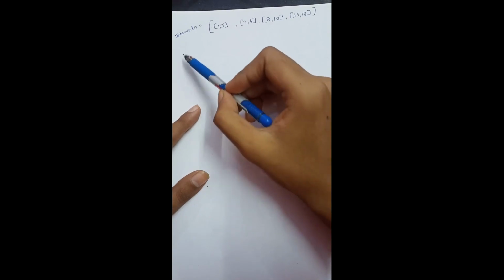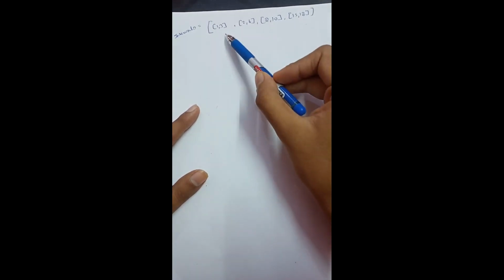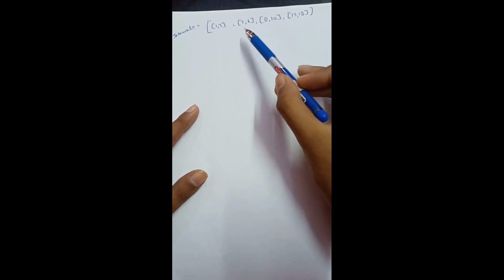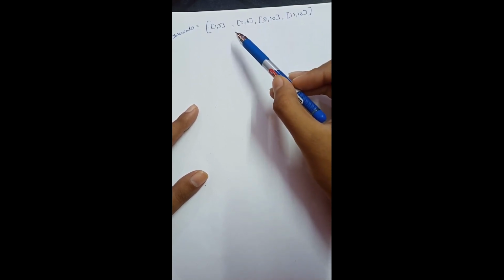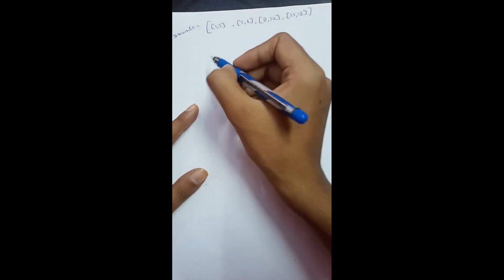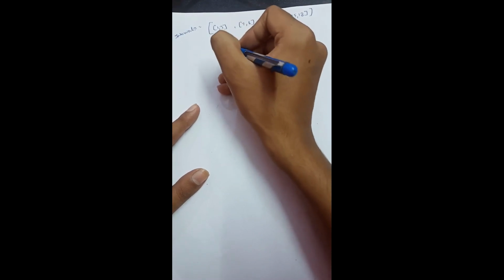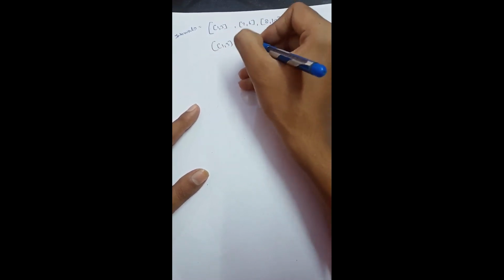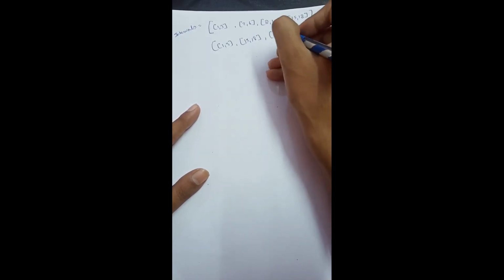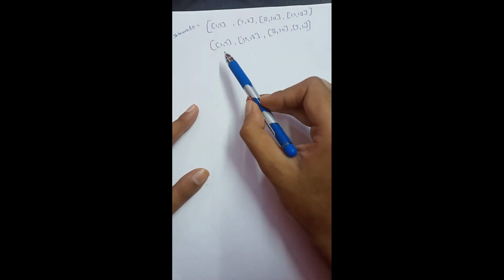So we have given a vector of intervals 1 comma 3, 2 comma 6, 8 comma 10, 15 comma 18. We have to merge them. So first of all, we have to sort them. But this is already in sorted order. Let's suppose we have given 1 comma 3, 15 comma 18, 8 comma 10, 2 comma 6. Then in order to solve this, we have to merge them.